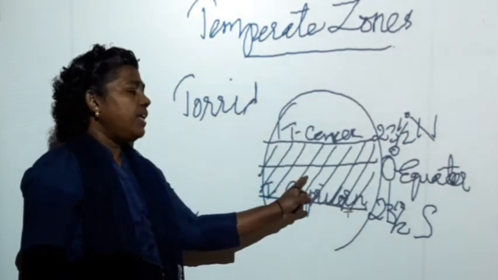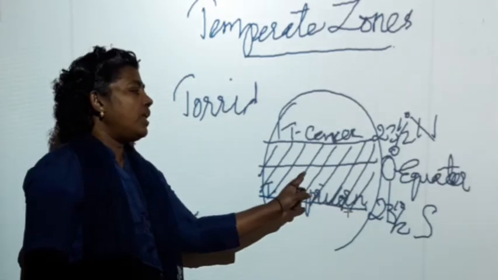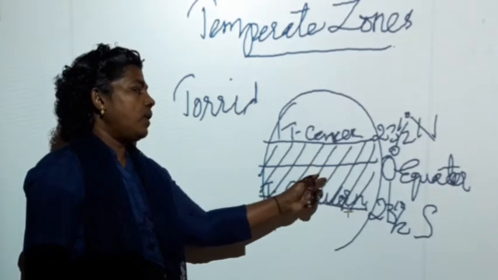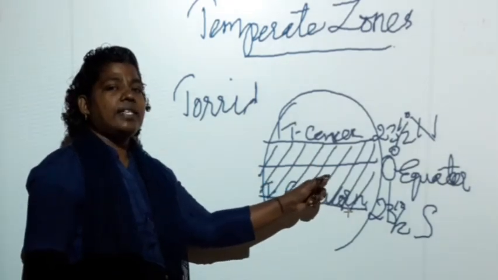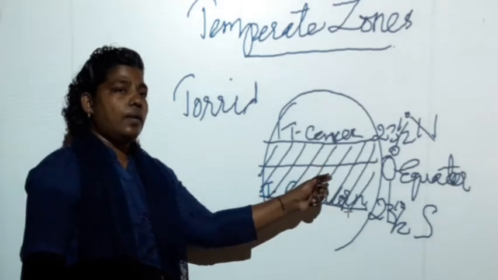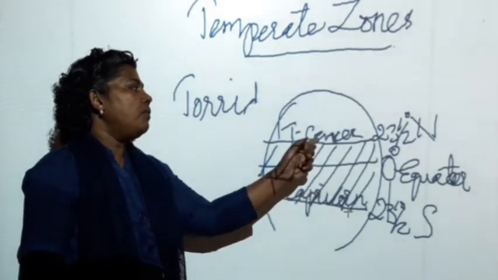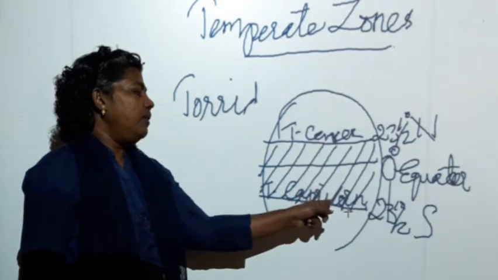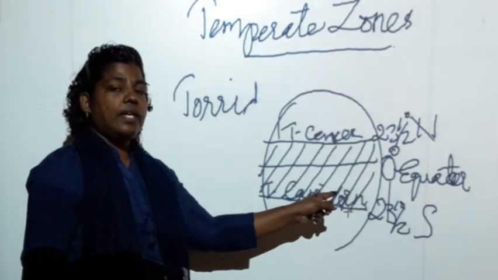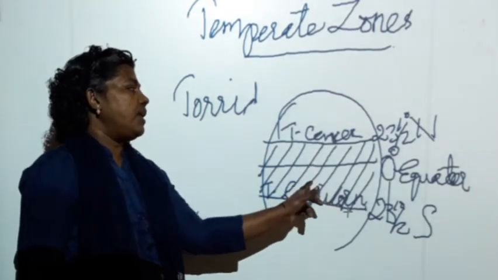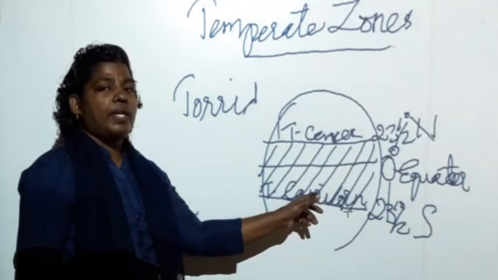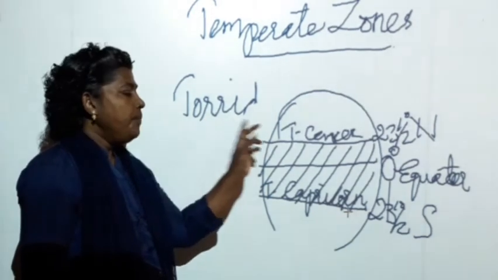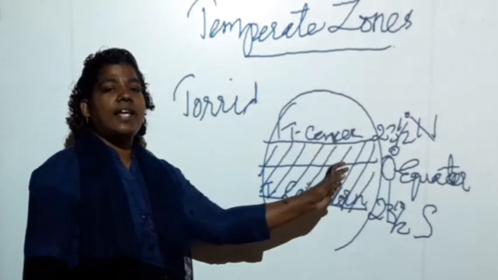When we see this torrid zone, the torrid zone receives the direct rays of the sun. Where is torrid zone located? It is above the equator, 23.5 degree north and till 23.5 degree south. We call between the region Tropic of Cancer and Tropic of Capricorn. The torrid zone is located here, and this region receives the direct rays of the sun.